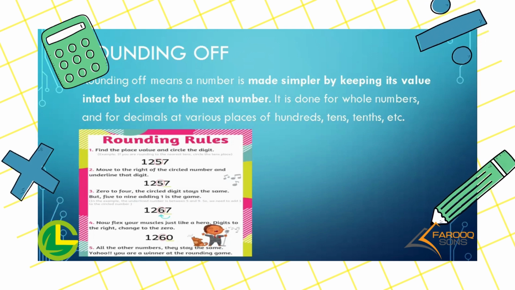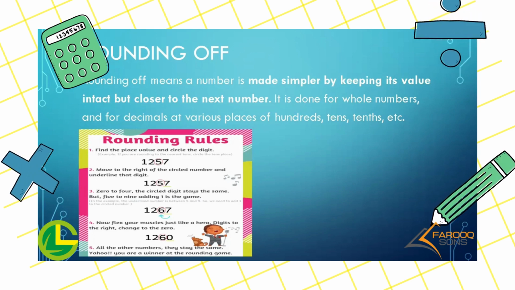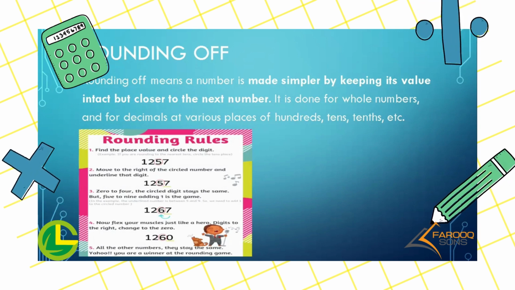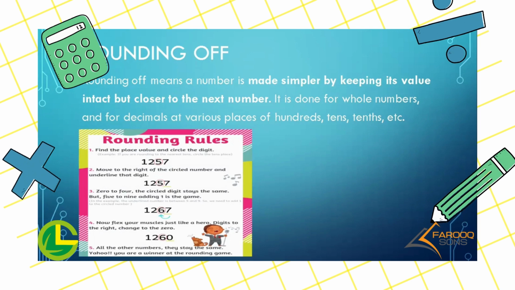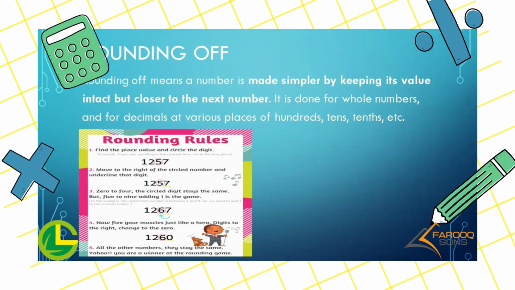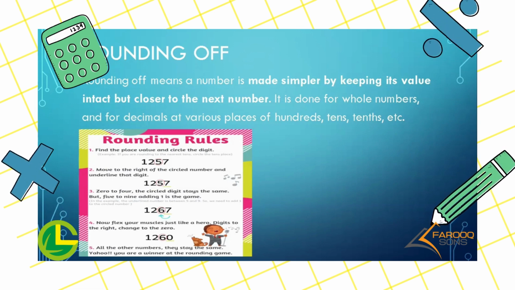If the number after the circled one is a 0 to 4, then the circled digit stays the same. However, if the number is something between 5 to 9, we add 1 to the circled digit. In this case, the number was a 7, hence we add 1 to the circled digit and make it a 6. Once you've done that, the underlined number becomes 0. So now you can see that 1257 rounded off becomes 1260.